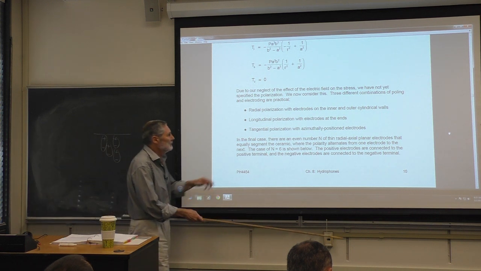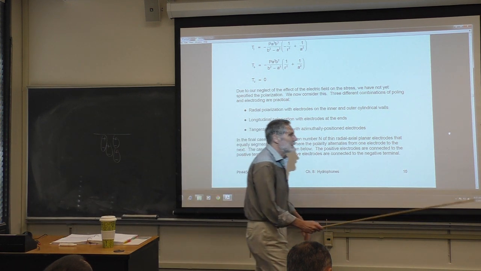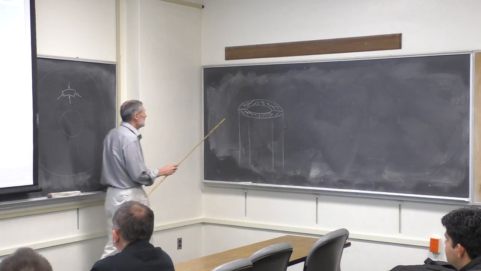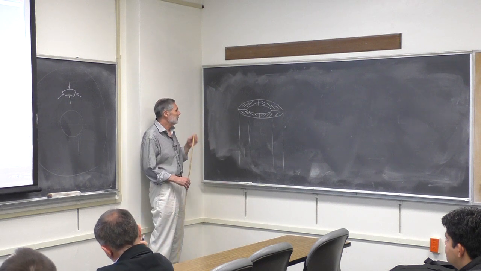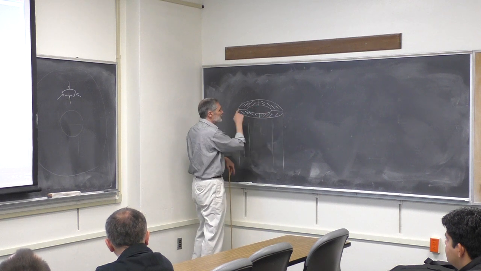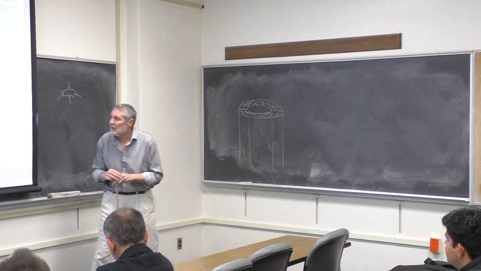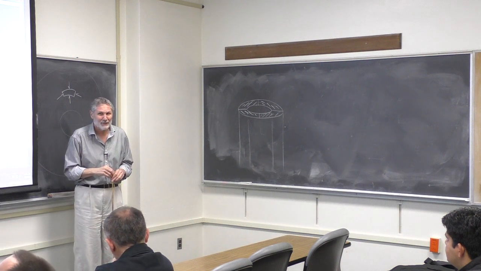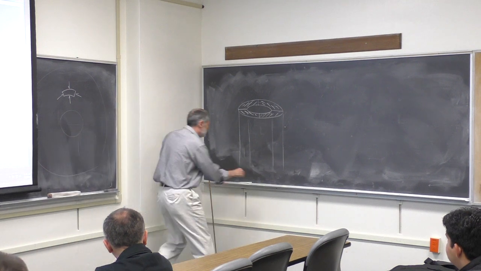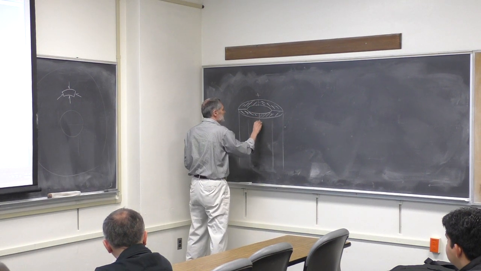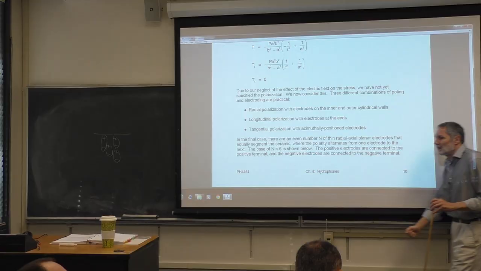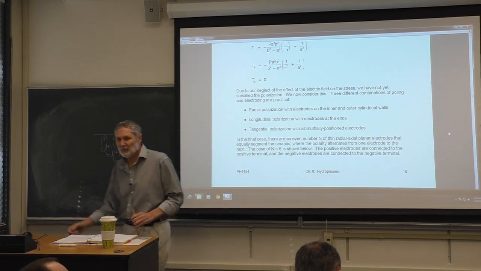Now, let me just point out right now, for the azimuthally segmented case, you'll hook these up to, let's say, the positive terminal, and these up to the negative terminal. And you have to have an even number. You can't have an odd number. I'll let you think about that. This will be like plus and minus. You've got to have an even number, or it won't work.